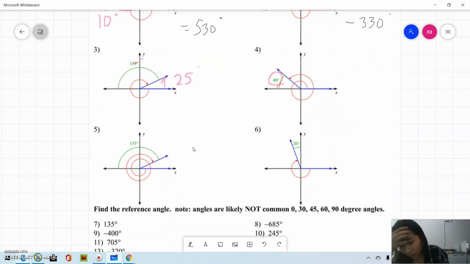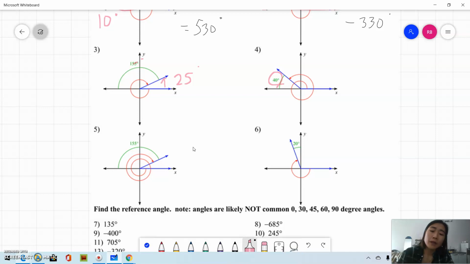Okay, let's look at number 6. Number 6 looks a little bit confusing. My angle is in the second quadrant, right? My terminal angle ends right there. And it's the angle that makes up with the x-axis, not y-axis. So your reference angle is 70 degrees, not 20 degrees. Okay? So that's it for today, really.